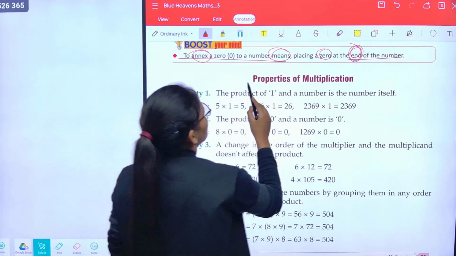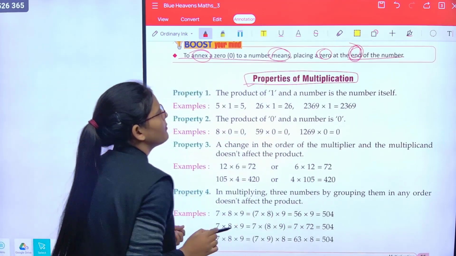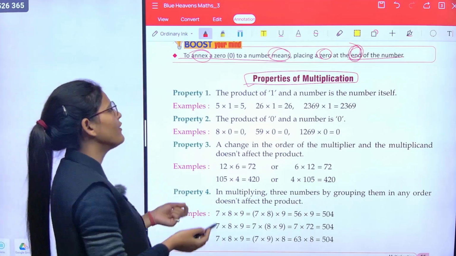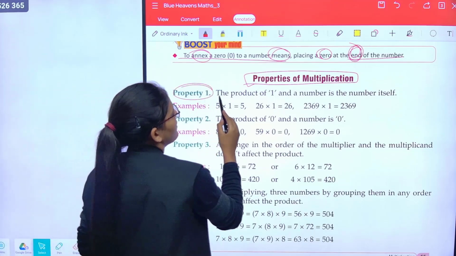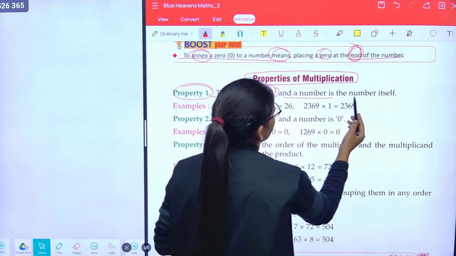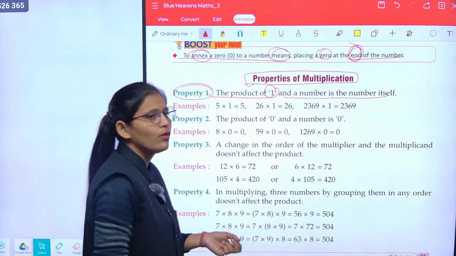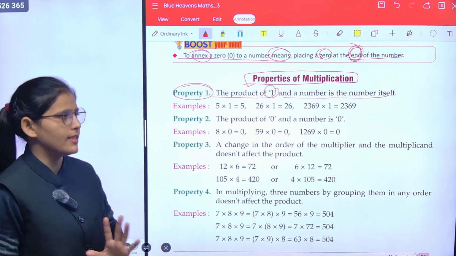Now students, multiplication properties of multiplication. Property 1: the product of 1 and a number is the number itself. अगर हम किसी नंबर को 1 से मल्टीप्लाई करेंगे तो वो नंबर क्या होगा, itself, वही नंबर होगा.